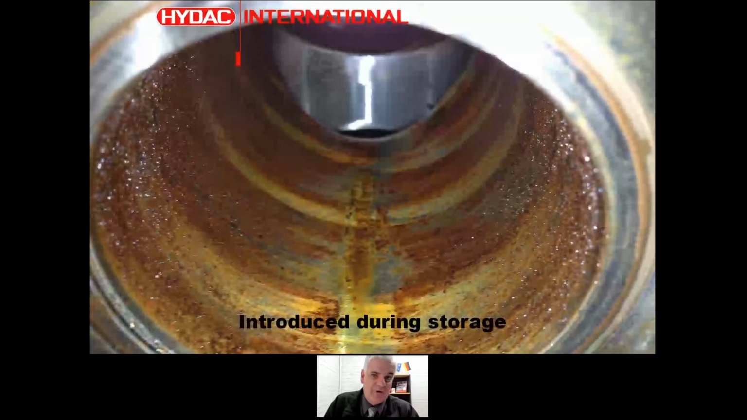We can damage a system by basically preparing it, making it, testing it clean, and then damage it by putting it into storage. So the way that we store these components, if they're not going to be used immediately, is absolutely critical to us. The photo I've got here is from a system that was put in storage, and it was put back in service in this condition.